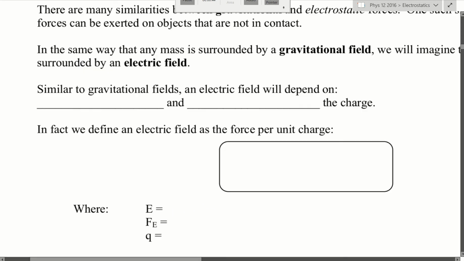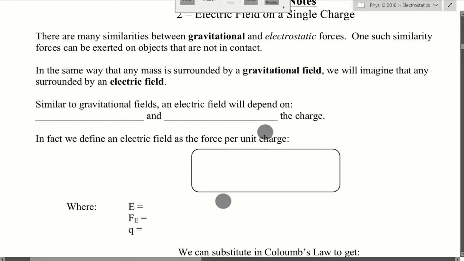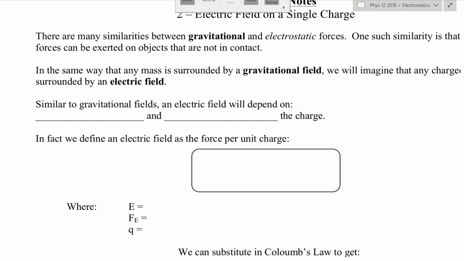Now, if you remember, the gravitational field only goes in one direction because gravity can only attract, right? But electrostatic force can both attract or repel depending on the type of charge you have in the area. So therefore, electric field is going to have more than one direction sometimes.